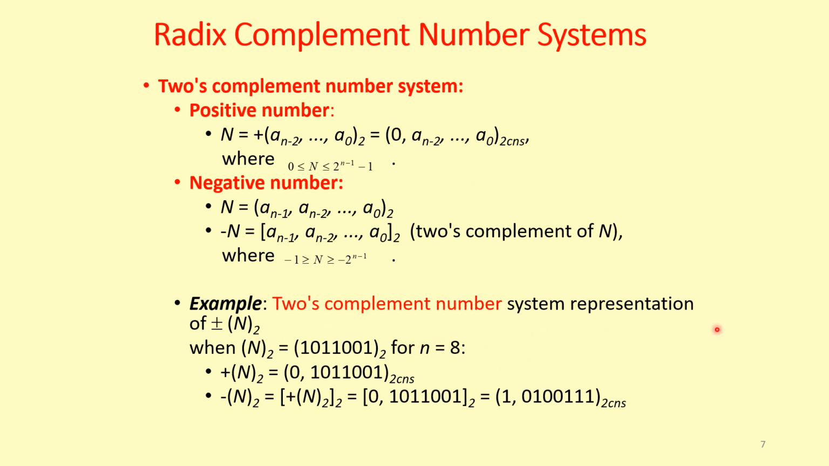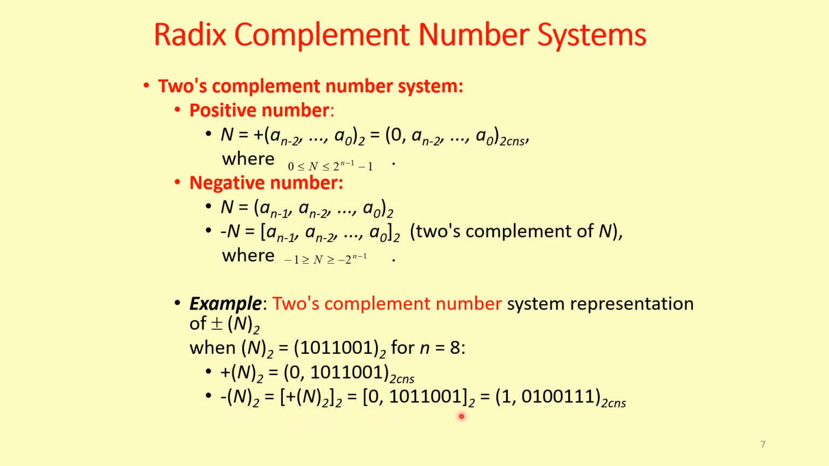Example of 2's complement number system. So n is this number, you have to represent it with 8 bits. In the original number there are 7 bits, right? So you add a 0 to make it 8 bits, and then the most significant bit is 0, so it is a positive number. Now you want to get the complement of that number.